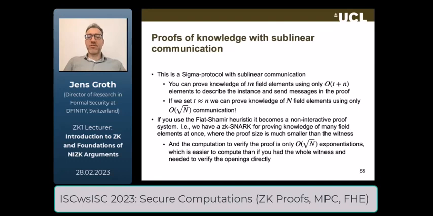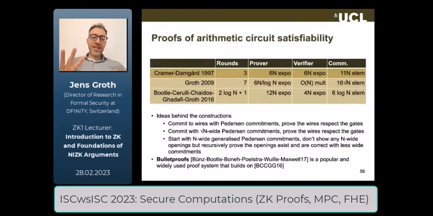Okay, and if you use a Fiat-Shamir heuristic, then you can make this non-interactive, right? So now we have an example of a zero-knowledge SNARK because it's actually a succinct proof. It's smaller than the witness we're proving something about. And the computation is also smaller. It's also of order square root n exponentiations, even though the witness is much bigger. So it's easier to compute if you have the proof than if you had the full witness. Okay, so that's all hints that we can do very efficient proofs of knowledge, okay?